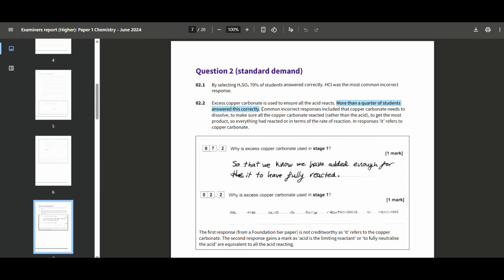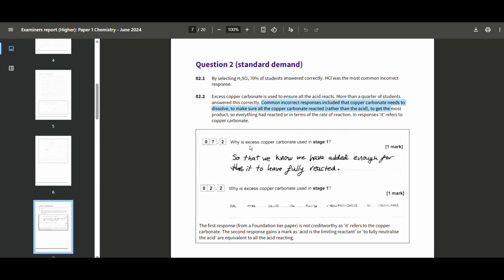Common incorrect responses included that copper carbonate needs to dissolve, to make sure that all of the copper carbonate reacted rather than the acid, to get the most product, so everything had reacted in terms of rate of reaction. In responses, it refers to copper carbonate, so saying it does not get the mark. So in this case, look at what the student has answered: so that we know we have added enough of it to have fully reacted. In the question, why is excess copper carbonate used? This is not what they should have said, okay?